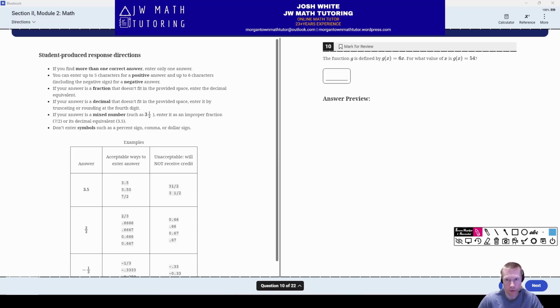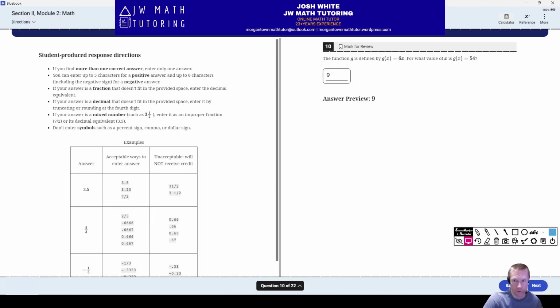Here you have a function. For what value is this function equal to 54? So it's just 6x equals 54. We're replacing g of x with 54. x is going to be 9, dividing both sides by 6. So that's our correct answer.